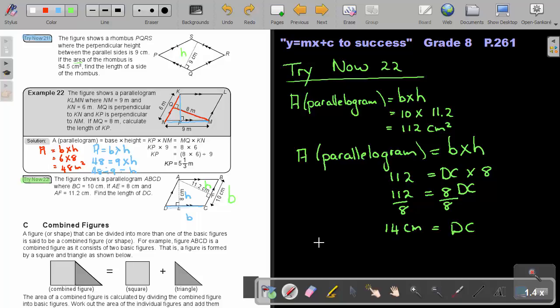Centimeters. And now you can again end with a sentence by saying the length of DC is 14 centimeters. So basically, you use the area of a parallelogram, that formula, you are using it 2 times.